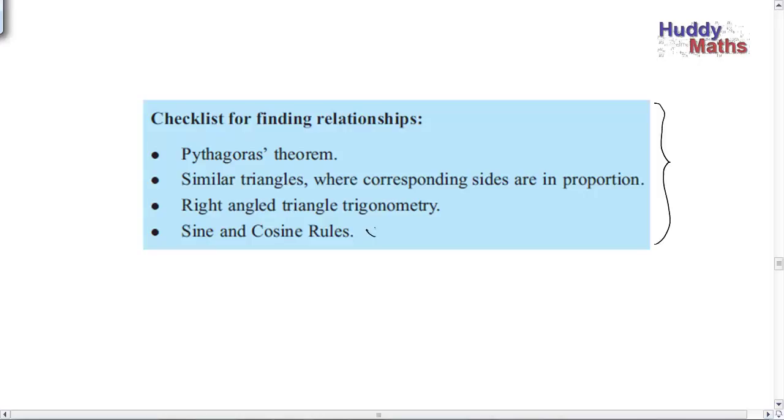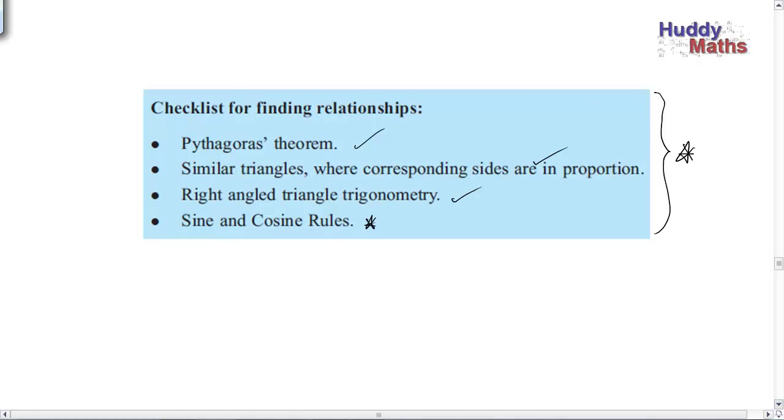No, we haven't used sine and cosine rules. So Pythagoras' theorem, we've used that a couple of times. Similar triangles are important. Right angle triangle trigonometry, haven't used that. SOHCAHTOA in a right angle triangle, opposite over hypotenuse and all that stuff. And sine and cosine rules. So this is crucial that you keep these tools strongly in your mind when you're trying to connect these quantities, before differentiating with respect to time.